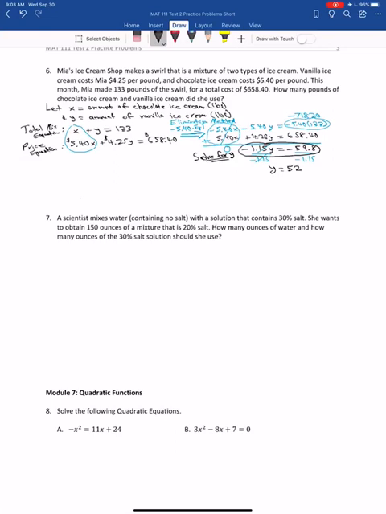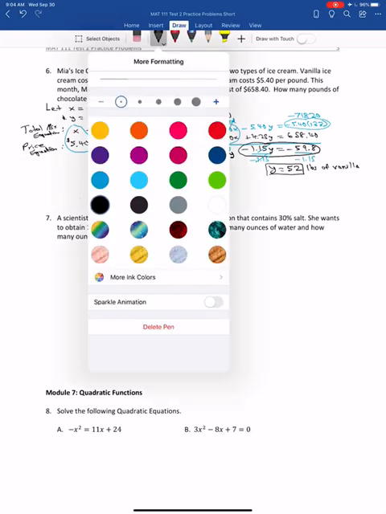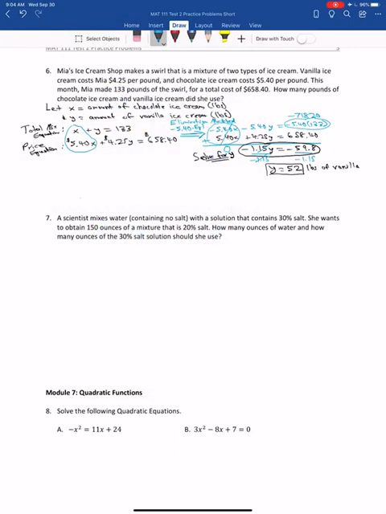Now remember, what does y represent? Y represents the amount of vanilla ice cream. So there's half our answer: 52 pounds of vanilla. Now we still have to find x. We've got half our answer, so we have to find the amount of pounds of chocolate ice cream.